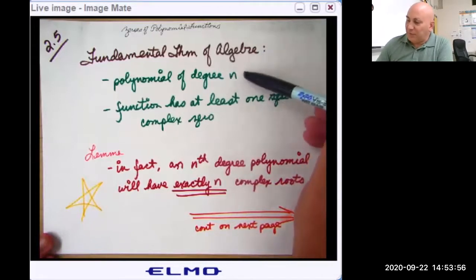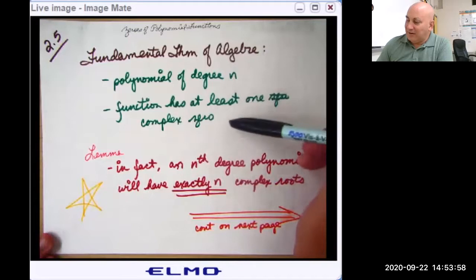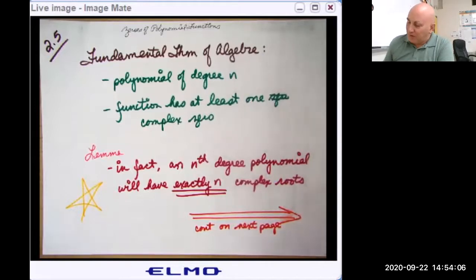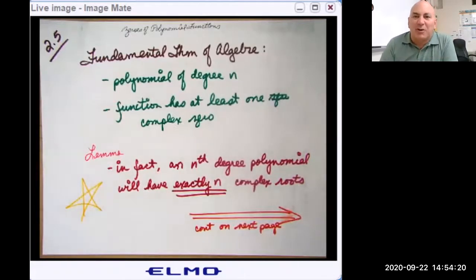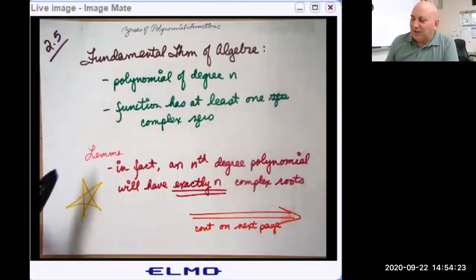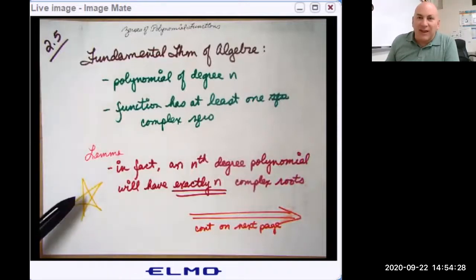It says, if you have a polynomial of degree n, then that function has at least one zero in the set of complex numbers. But from that, there's a lemma. The way to describe a lemma is, it's another theorem that follows from this one, but it's so simple and so basic, we're not going to call it its own theorem. It's just like a sub-theorem of this one. And yet, it's this lemma that's actually the big deal.